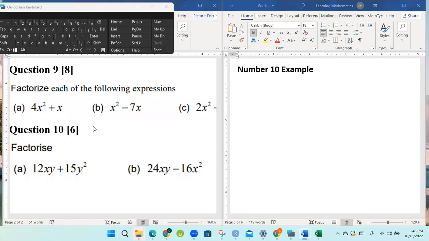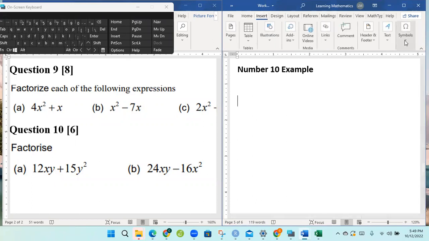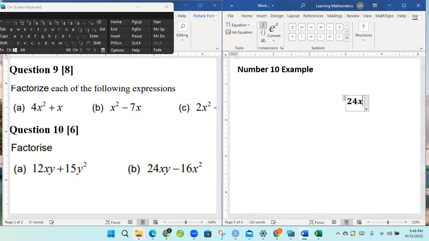So with number 10, you realize now there is an xy. Let's create an example like it and then we'll talk about it. So here we have 12xy. Let us say you have 24xy. So I'm going to put 24xy there. 24xy plus 15y squared. Okay, well, let us see 30y squared.